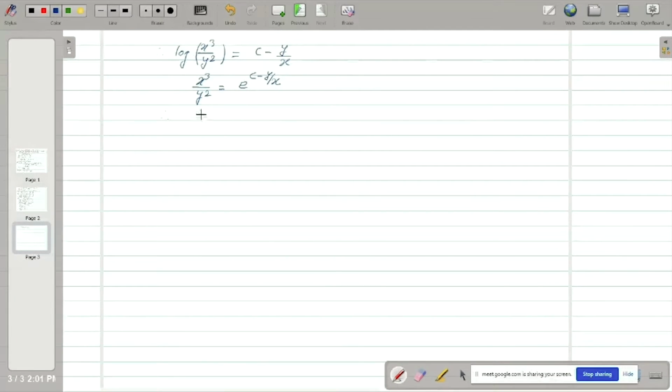Or you can simplify more. So x cube equals y square times e raised to c minus y by x, which is the required solution of the given differential equation. I hope you understood this. This is a very simple problem.